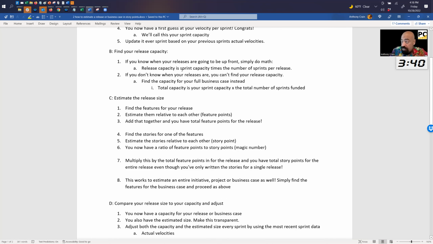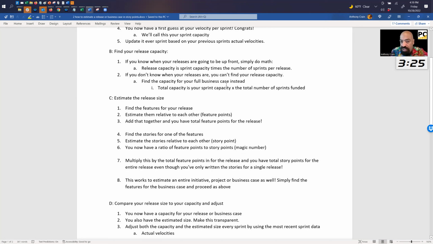This release is going to be 15 sprints and our velocity is 100. Well, 15 times 100 is 1,500 points available. That's our capacity. If you don't know when your releases are, then you can't find a release capacity. Okay. So instead, find the capacity for your full business case.